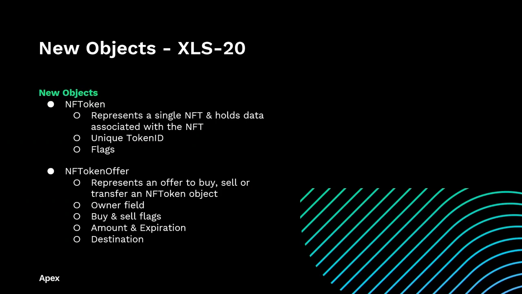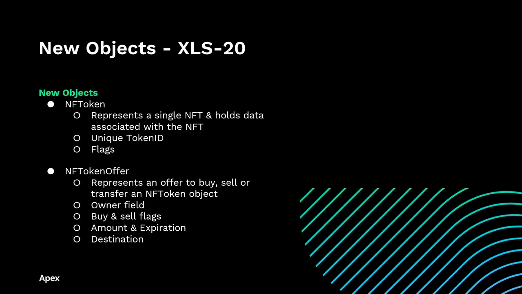This NFTokenOffer object contains the owner's field and flags to tell whether it's a buy offer or a sell offer. It also contains an amount field, which indicates the amount offered or expected for a certain offer. It also contains an expiration field, which tells after what time the offer is no longer valid. And the last one is really cool.